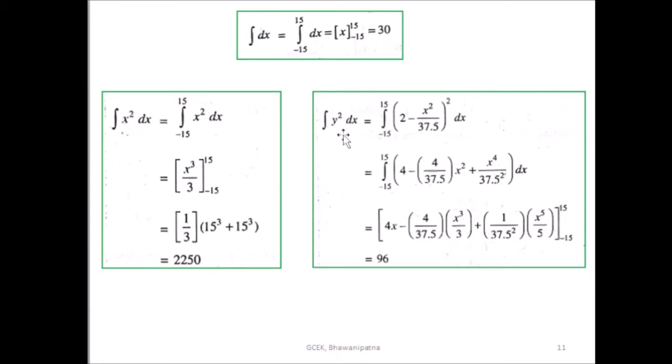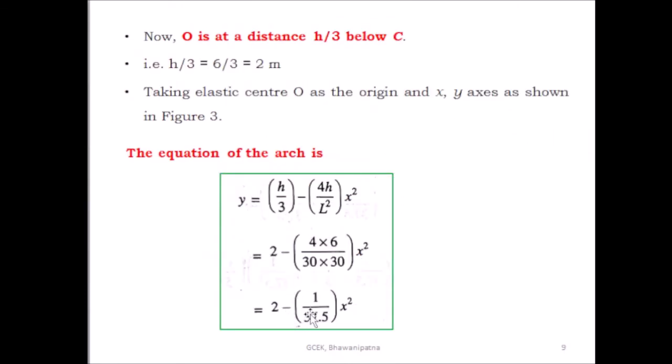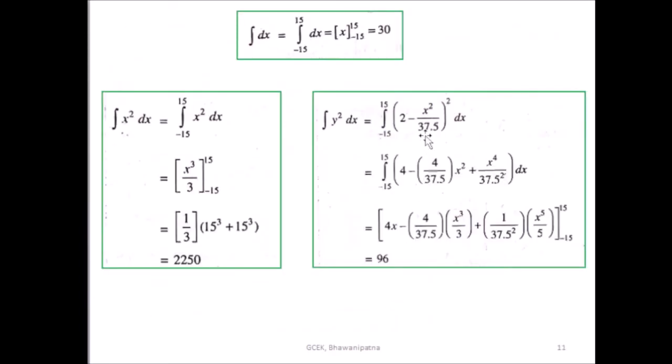Then take the integration of y square into dx. We know y is equal to 2 minus 1 by 37.5 x square. Put this expression here: y square is 2 minus x square by 37.5, whole square, into dx. Take the integration of this expression with limits minus 15 to 15. After integrating and putting in the limits, the value is 96. So this is the integration of dx value, this is the integration of x square dx value, and this is the integration of y square dx value.